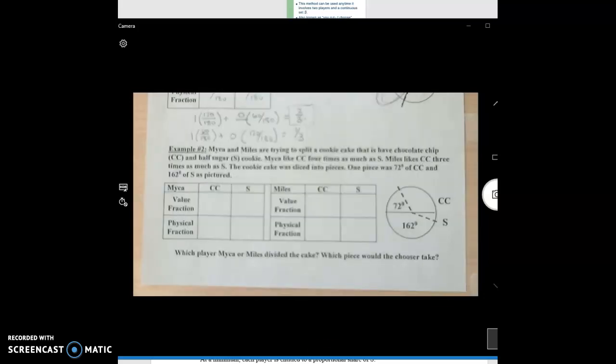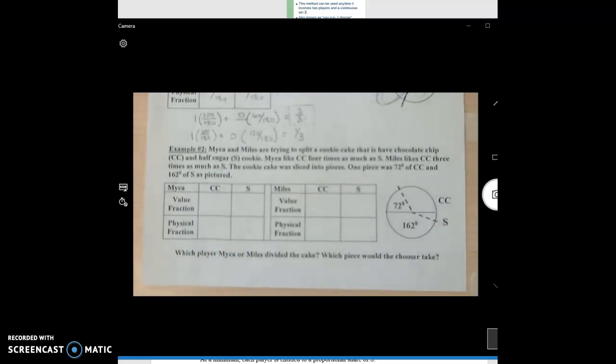All right, let's look at our last example here. Micah and Miles are trying to split a cookie cake that is half chocolate chip and half sugar cookie. Micah likes chocolate chip 4 times as much as sugar. Miles likes chocolate chip 3 times as much as sugar. The cookie cake was sliced into pieces. One piece was 72 degrees of chocolate chip and 162 degrees of sugar as pictured. Which player, Micah or Miles, divided the cake?